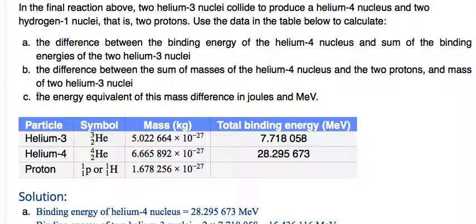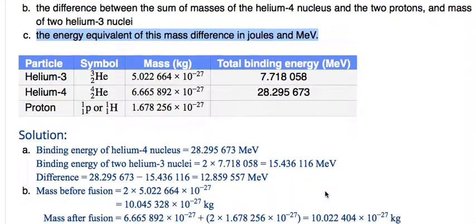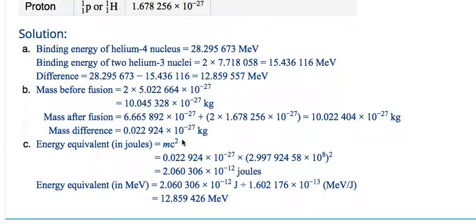Part C says, what's the energy equivalent of this mass difference in joules and mega electron volts. So again we use E equals mc squared. E is going to be in joules. E equals the mass difference, because this is going to be converted into energy. The mass we lost becomes energy. So mass difference times the speed of light squared. We pop all that in the calculator and we get this answer, which is in joules.